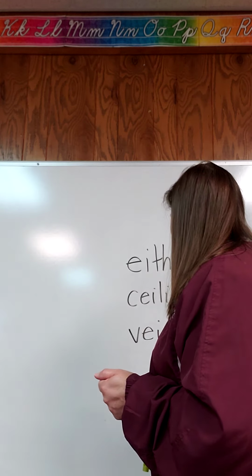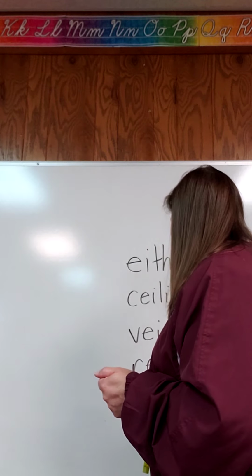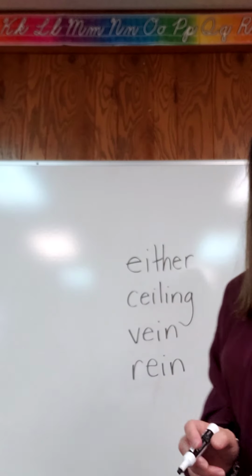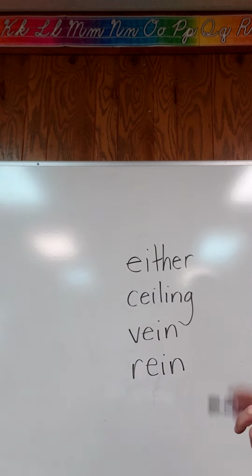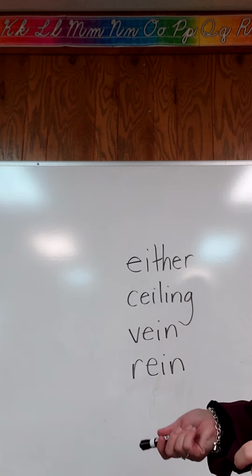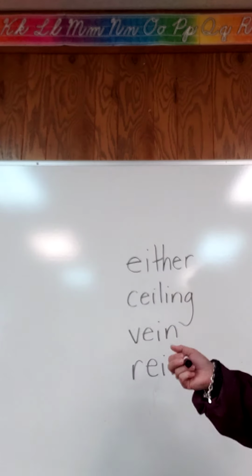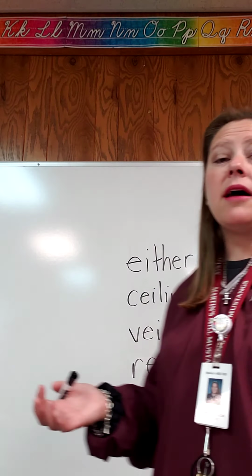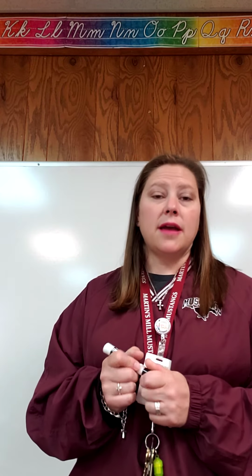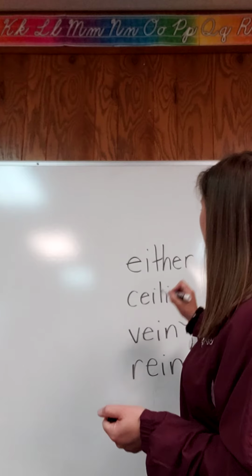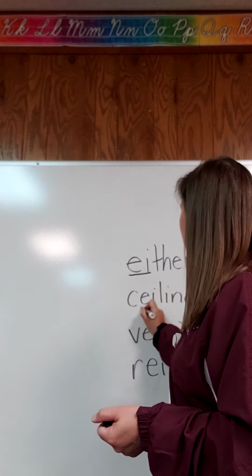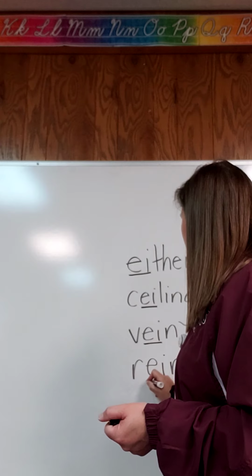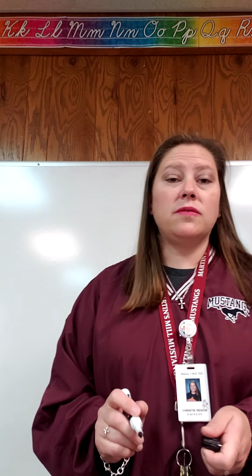Okay, so I'm not reading these to you, but you can look through them, and probably by now you've identified the digraphs that you see in these. So again, how do we code a digraph? Yes, we underline it. So we're going to go ahead and underline the EI digraph in each of these.